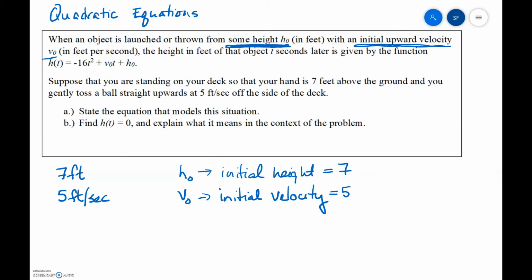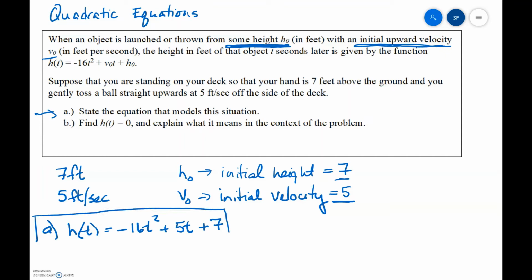And so part A says state the equation that models the situation. Don't make this harder than it is. It really is just plugging in the little bits of information that we know. So our equation that models this is negative 16t squared, plus the v sub 0 is 5, so 5t, and our h sub 0 is 7. That's all part A is looking for. Just plug in those 2 values to get how this particular object is traveling. So that's really straightforward.